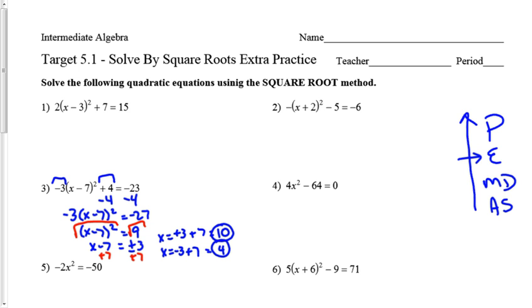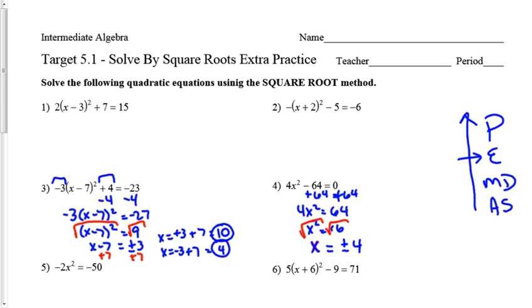Okay, now number 4 is in standard form. It's not in vertex form, it's in standard form, but notice b is missing. There's no linear term. So we're still going to do PEMDAS backwards. We're still going to do the add, subtract first. So that's 4x squared equals 64. And then we'll divide by 4. X squared equals 16. And now we are up to the exponent piece. So we'll get rid of the square by doing square root. And we end up with x equals positive and negative 4.